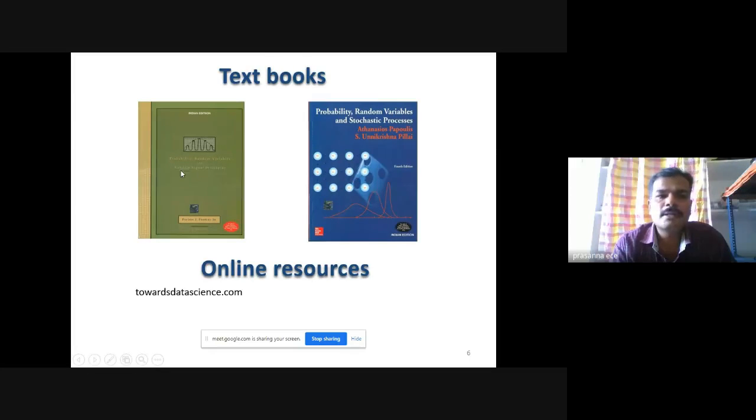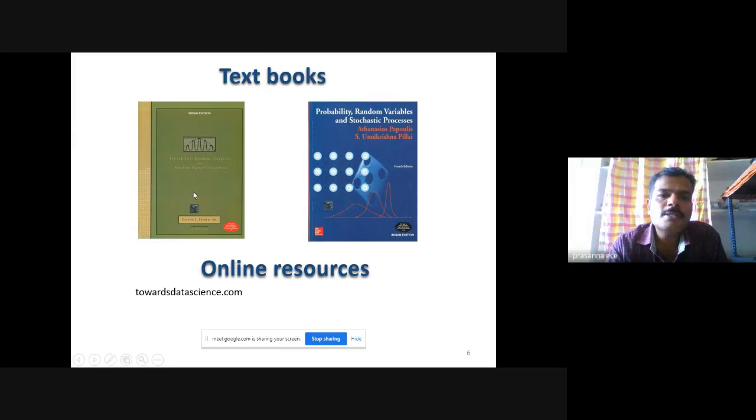Okay, so the first textbook is by Peyton Z. Peebles Jr. It's titled Probability, Random Variables, and Random Signal Principles. It's the fourth edition, a Tata McGraw-Hill publication. And then the next textbook I would suggest is Probability, Random Variables, and Stochastic Processes by Athanasios Papoulis and Unnikrishna Pillai. Both of these are very standard textbooks.